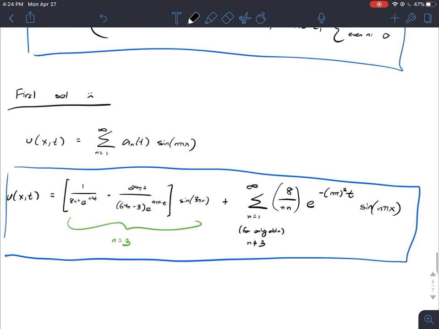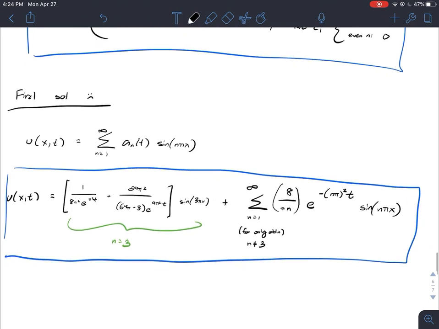And then putting everything back together into the final solution, for the n equals 3 case, we have to explicitly separate it out from the rest of the solution because it differs so wildly. But for when n does not equal 3, we're able to put it into a summation for only odd n's. And yeah, that's basically eigenfunction expansion.